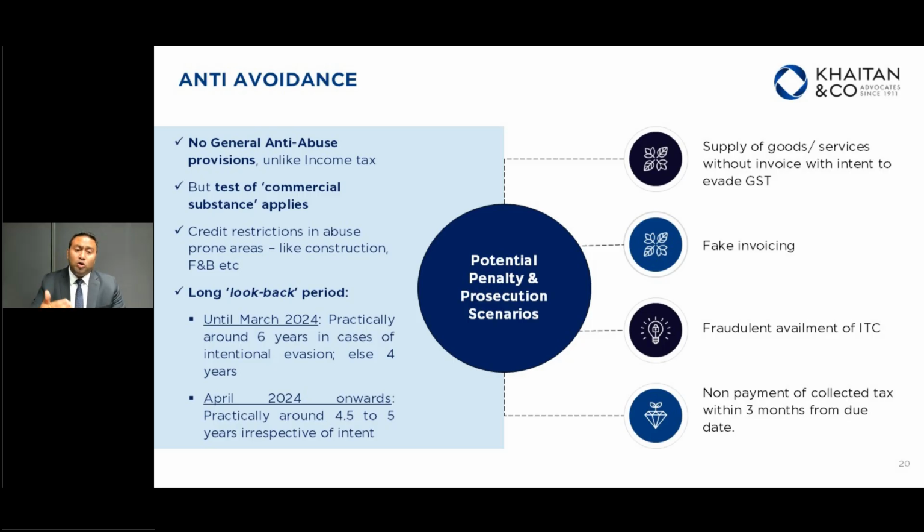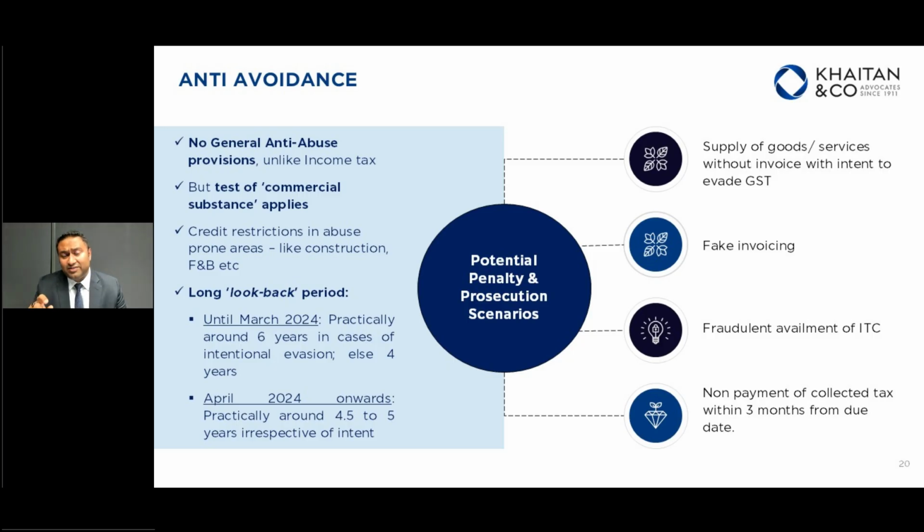Also, there is a long look back period, a limitation period for tax authorities, allowing them to investigate past liabilities. Till March 24 under GST, practically around 6 years look back period was available in cases of intentional evasion, otherwise 4 years. And from April 24 onwards, it's practically around 4.5 to 5 years, irrespective of intent. So this is also something that one needs to keep in mind while planning a business in India.